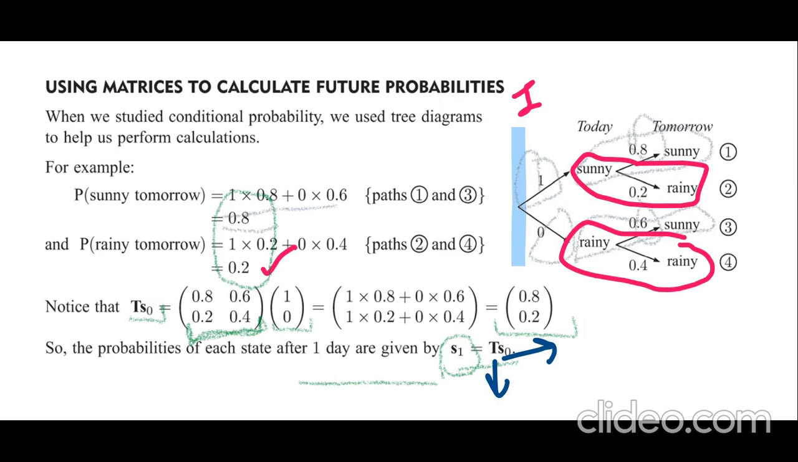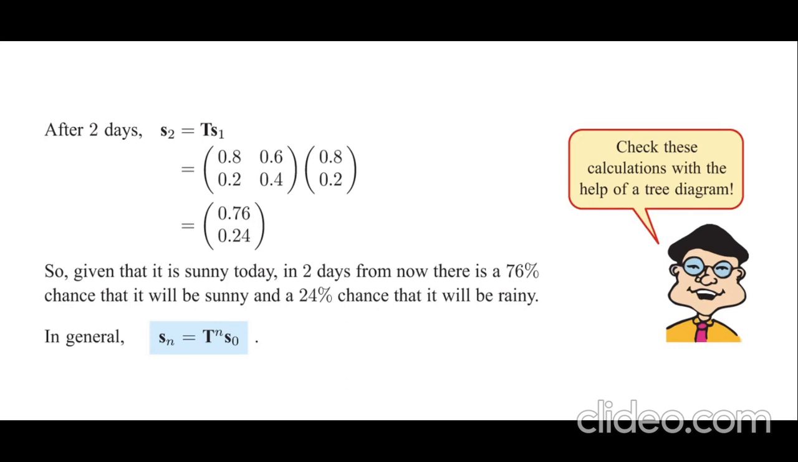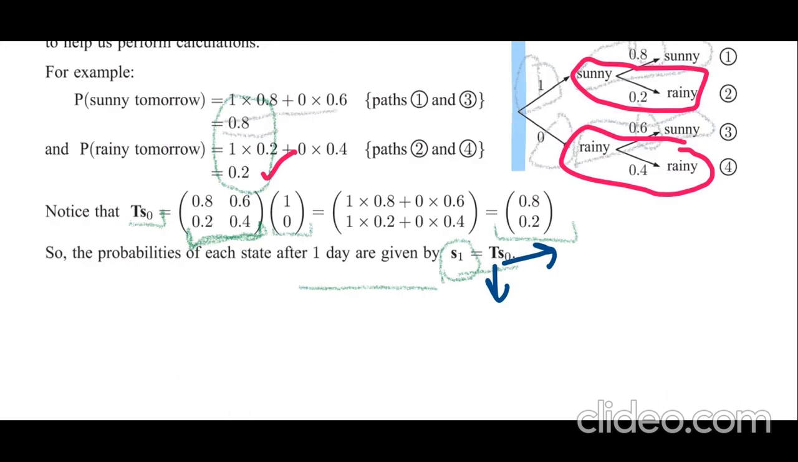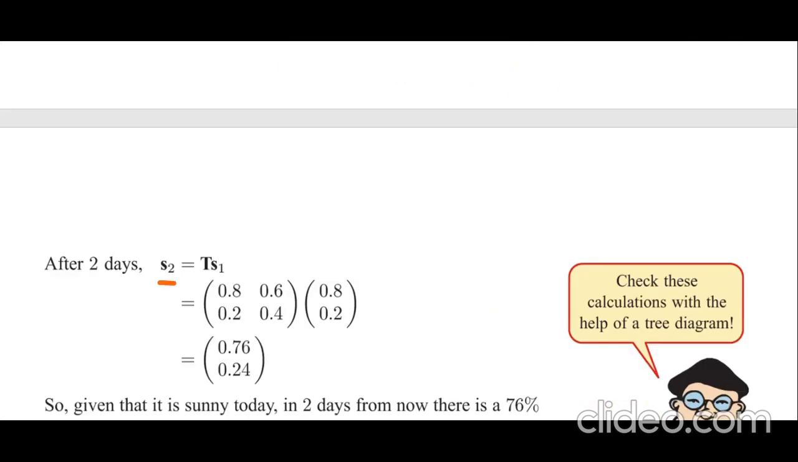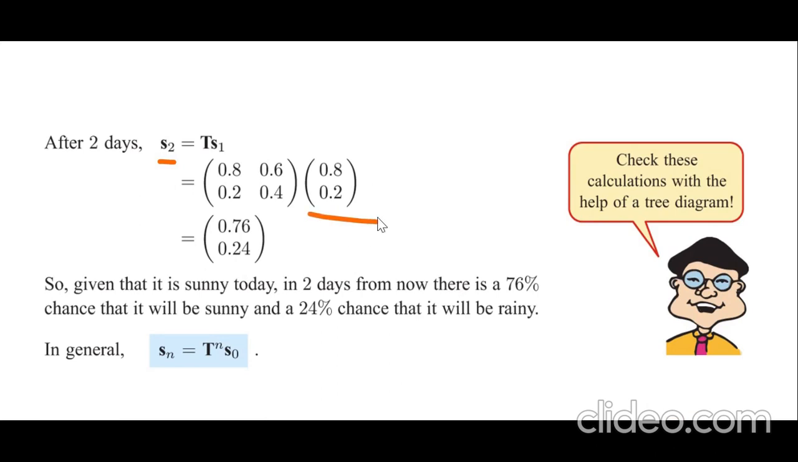Moving forward, you can clearly see that after 2 days, if I want to find out S2, I will simply take TS1. We just found out the S1 over here. So we will multiply the transition matrix into S1. S1 is 0.8 and 0.2, which is this. This is the S1, which we just found out. And this one is the transition matrix that we used initially also. So just multiply it, and you'll get the answer.